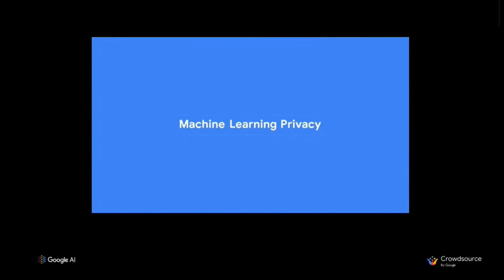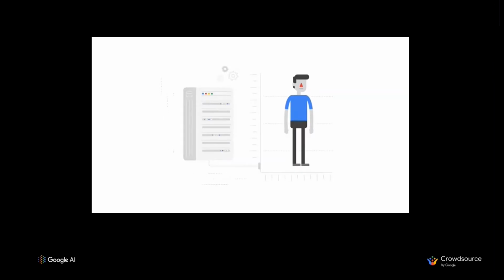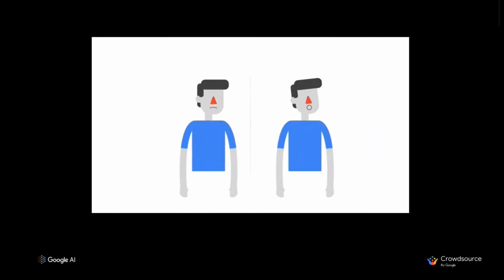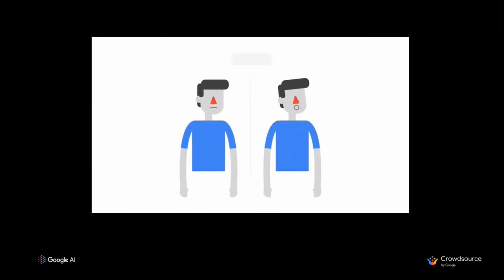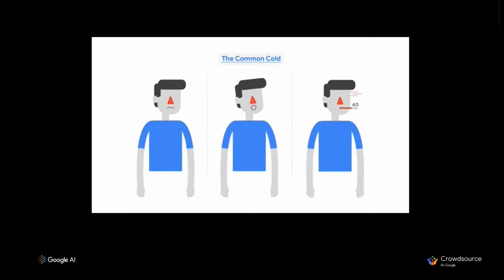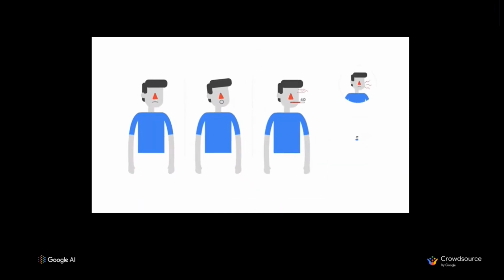Let's look at an example. Suppose you create a machine learning model to diagnose illnesses based on a person's symptoms. Someone who reports a stuffy nose and a cough might receive the diagnosis, the common cold, whereas someone else with the same symptoms plus a high fever might be diagnosed with the flu. Plenty of other factors might influence the diagnosis too.